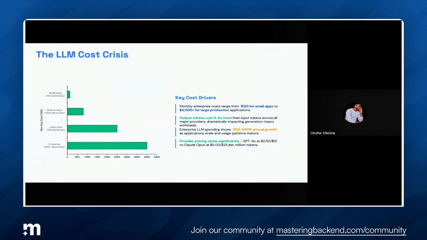Provider prices vary significantly. GPT-4, this is our OpenAI model, costs $2.5 as compared to $10 for Claude Opus. Claude Opus is a model of Anthropic, right? At $5 or $25 per million tokens, right?